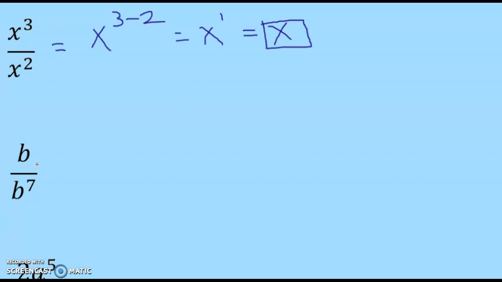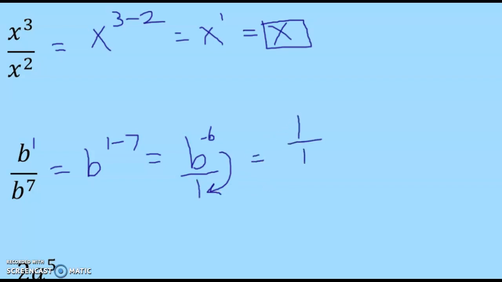Let's do the next one. b divided by b to the 7th power. There's no exponent there, so let's put a 1. So that equals b to the 1 minus 7 power. That's b to the negative 6th power. We don't want to have a negative exponent though, so let's move that over the bar, over the fraction. So it's going to become 1 over b to the 6th power. And that's our simplified expression.